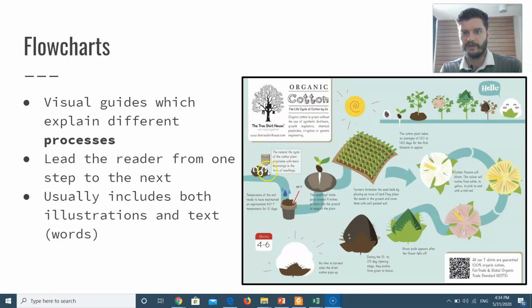The flowchart leads us from one step to the next. So you may have seen a flowchart about the life cycle of an insect, a butterfly, or something like that. Again, very common in textbooks, especially science textbooks, and in biology. Life cycles are a good example.